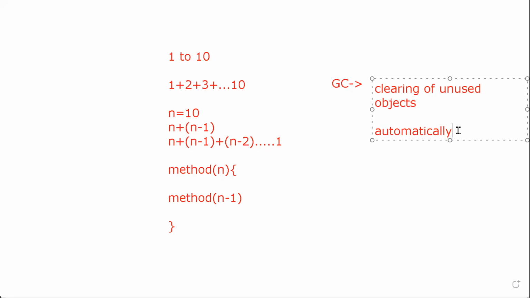And it is automatic in Java, that you remember. If you want to call garbage collection explicitly, generally we don't do it, unless we have some performance issues, we have to use System.gc as a method.